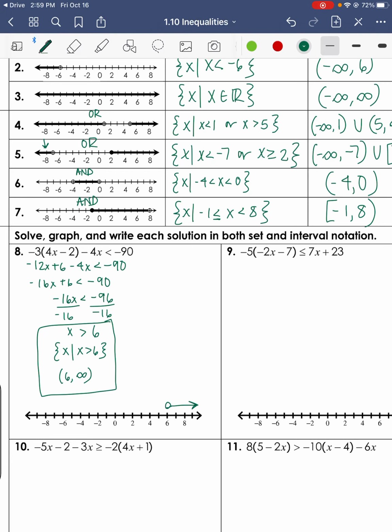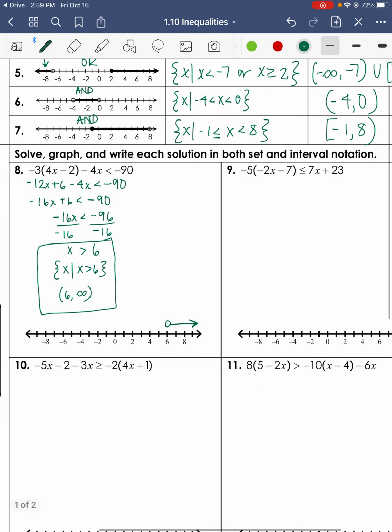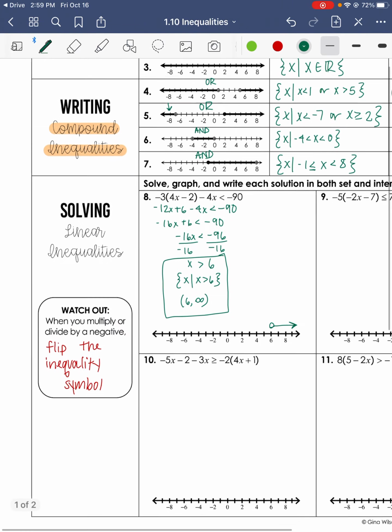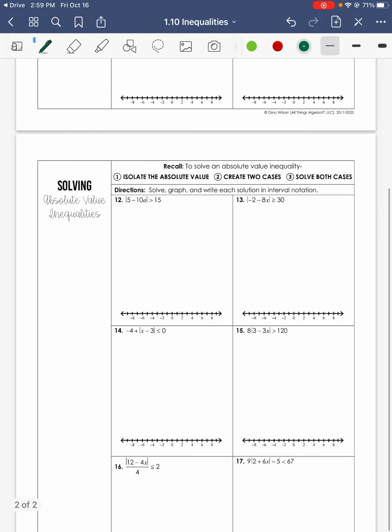So that's that one. Like I said, I'm just looking at 9 and 10. These look like you're just going to solve them like you would solve an equation. So I'm actually not going to spend any more time on these because they look fairly straightforward. So just remember, when you multiply or divide by a negative, flip the inequality. Okay, so don't forget that.